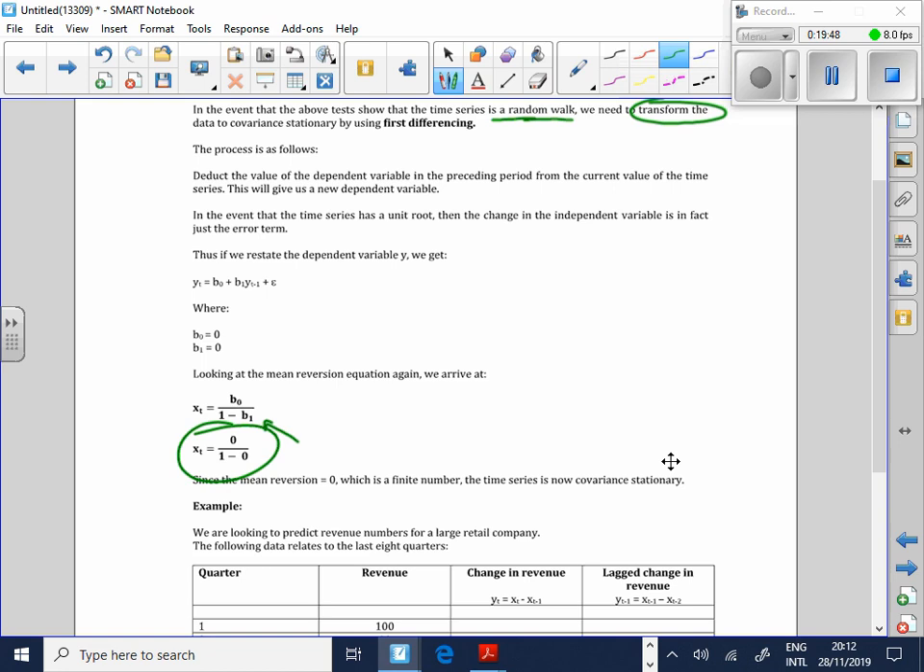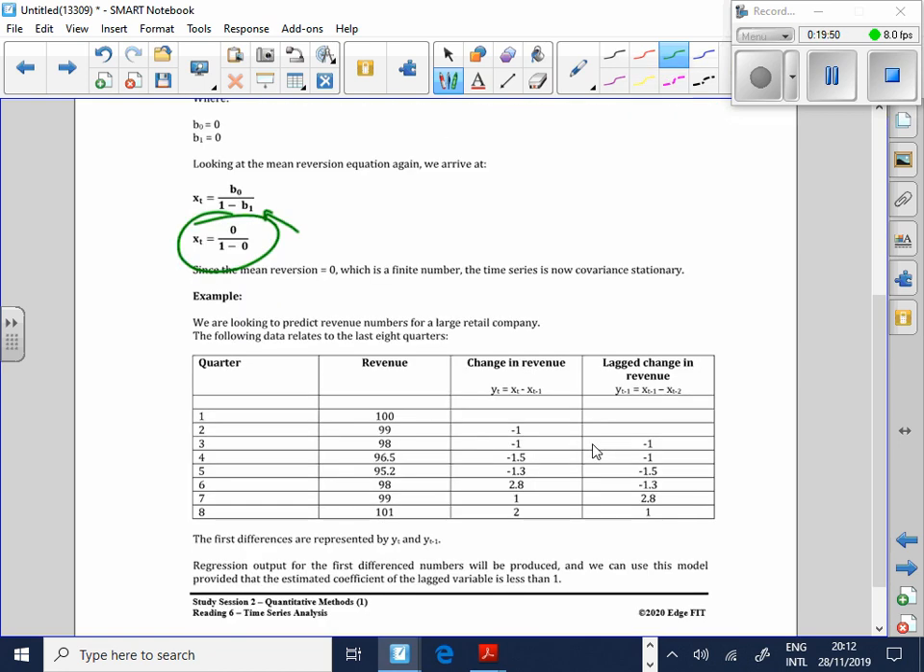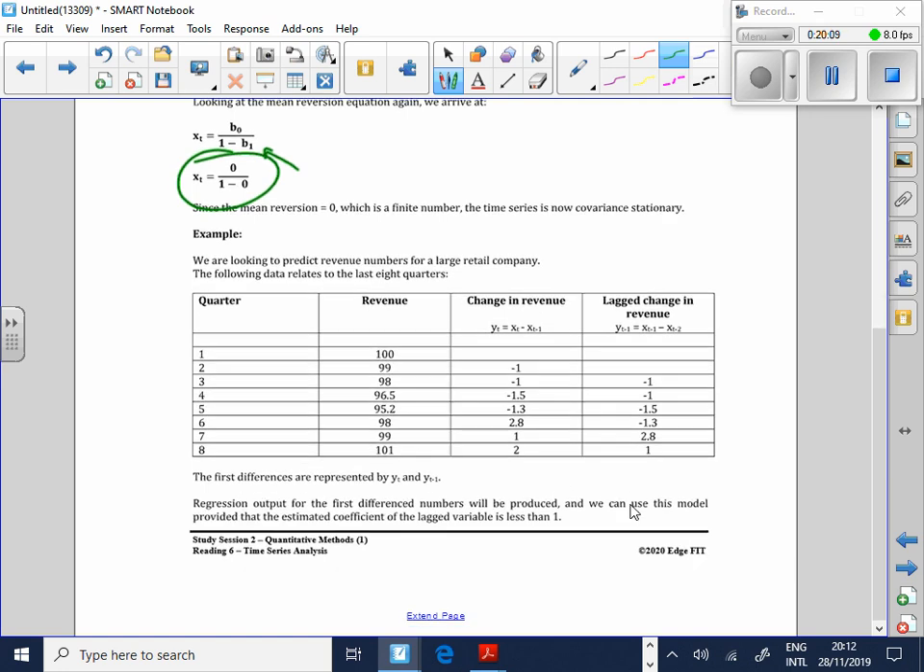Let's look at some data over here. Let's look at this as an example, but please, this is not an area I want you to spend too much time. I want the understanding here more than anything. We're looking at predicting revenue numbers for a large retail company. The following data has been presented for the last 8 quarters. Here's some numbers for you. The first differences are represented by YT and YT minus 1.